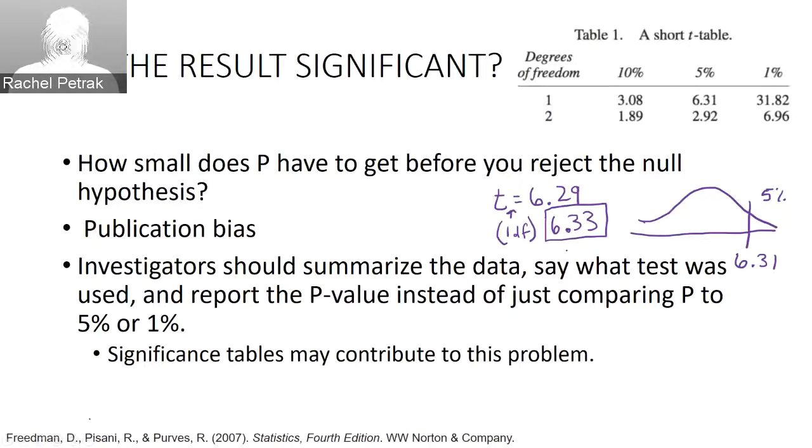And you see this publication bias all over. So this is a pretty antiquated approach. Nowadays, investigators should just summarize the data, say what test was used, and report the exact p-value instead of just comparing p to 5% or 1%. And it's easy to report the exact p-values nowadays because when you compute these test statistics in SPSS, Excel, or another statistical program, you generally get an exact p-value rather than having to use a significance table. It'll tell you the exact probability.